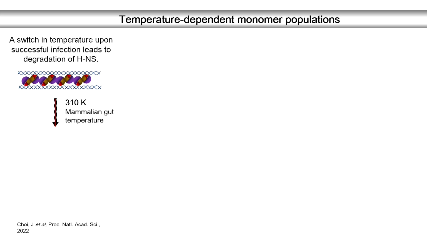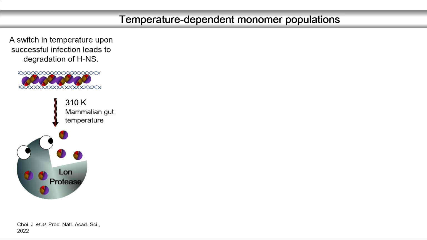So when you have this particular observation, which I showed you before, that when you have these guys lining up the DNA and preventing transcription, and when you have a temperature which is 310 Kelvin, what happens is that this disassembles. When this disassembles, there is a protease that kind of eats up these monomers or chews them up, and hence you cannot form this oligomerization. But it's not as simple as that.